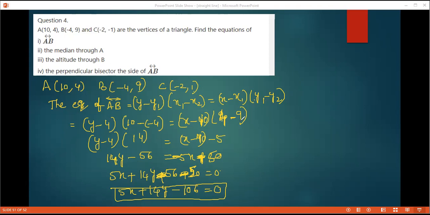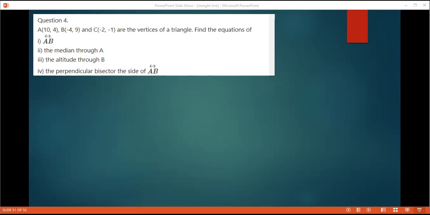Y1 minus y2. Okay. Let us move to the next question. The median through A. What do you find? What is a median? If you take a particular triangle, this is our triangle. So what is a median?